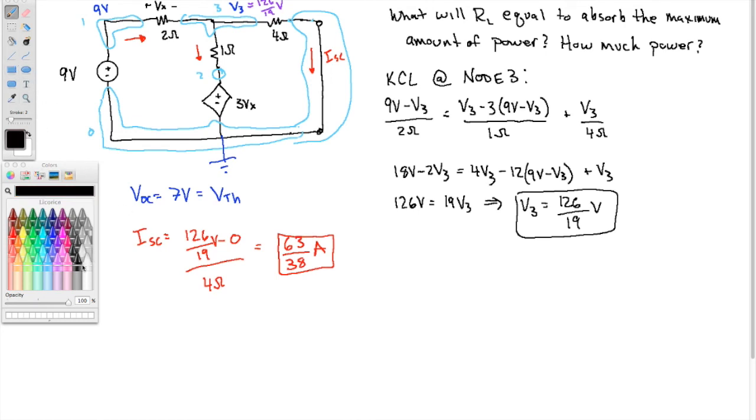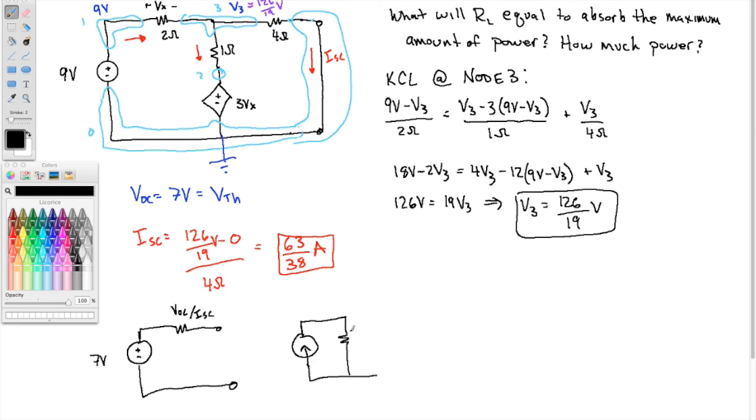So, by the way, as an intermediate step, if we wanted to draw the Thevenin equivalent circuit now, we could. This would be 7 volts, and the resistor is 7 volts divided by 63 over 38, so VOC divided by ISC. And if we wanted to draw the Norton equivalent circuit, it would be 63 over 38 amps, and this would be VOC divided by ISC, whatever that comes out to be.